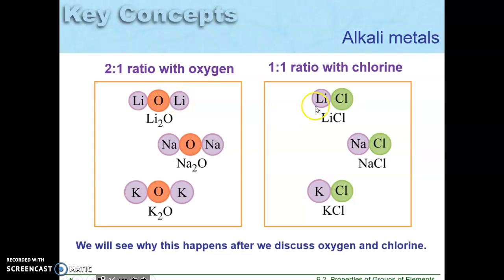then everybody's happy. And then they form 1-to-1 ratios with the halogens, chlorine being an example: lithium chloride, sodium chloride, and potassium chloride. And again, chlorine has 7 and it really wants 1 more, and so these metals are more than happy to donate 1, and then everybody is happy.